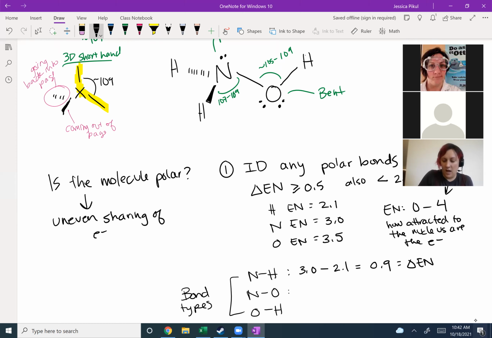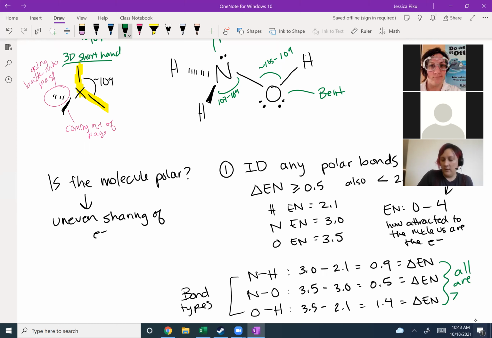For our nitrogen and oxygen, it's 3.5 minus 3.0, so that's equal to 0.5 for our difference in electronegativity. And our oxygen-hydrogen bond is 3.5 minus 2.1. That one's kind of big, so that's going to be 1.4 for our difference in electronegativity. All of these are greater than or equal to 0.5, therefore they're all polar. So all of the bonds in our molecule were polar this time.